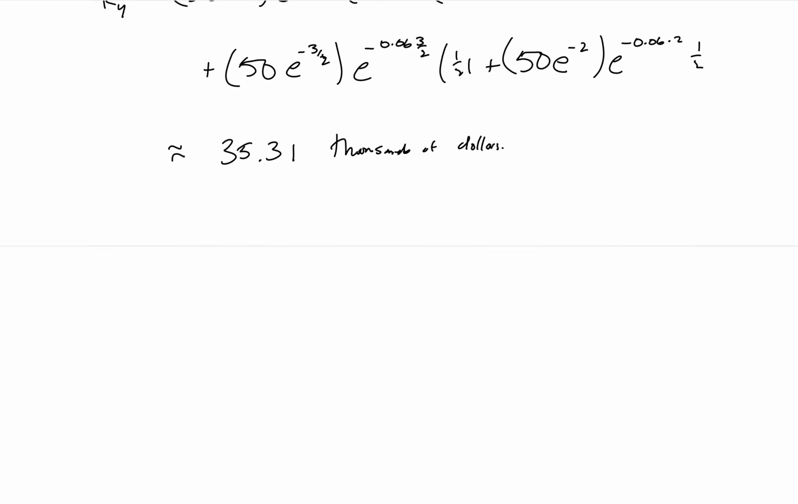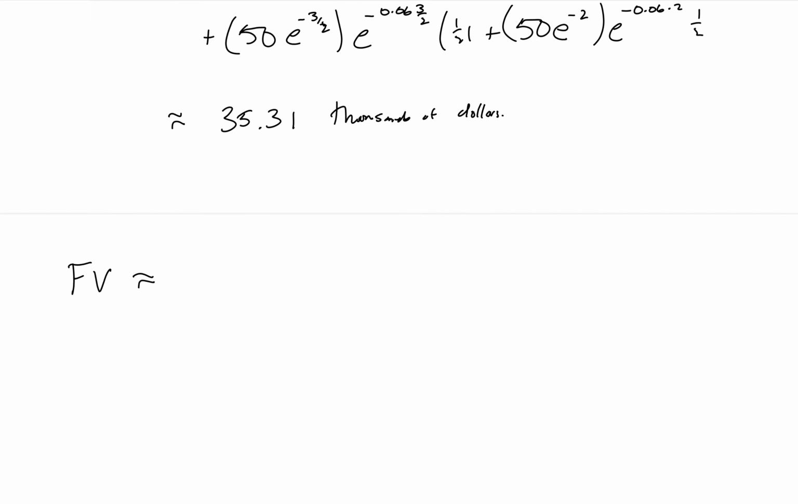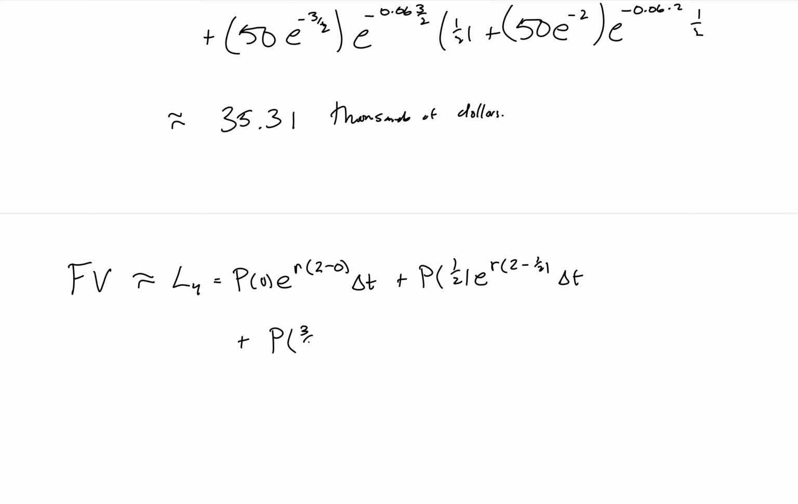Future value is going to be the same idea, just with the other formula. So this is going to be P0 e to the r, and now I have the t minus t0, so 2 minus this, delta t plus p of 1/2 e to the r, and I have 2 minus 1/2 delta t plus p of 1, sorry, skipped one there, plus p of 3/2 e to the r, 2 minus 3/2 delta t.